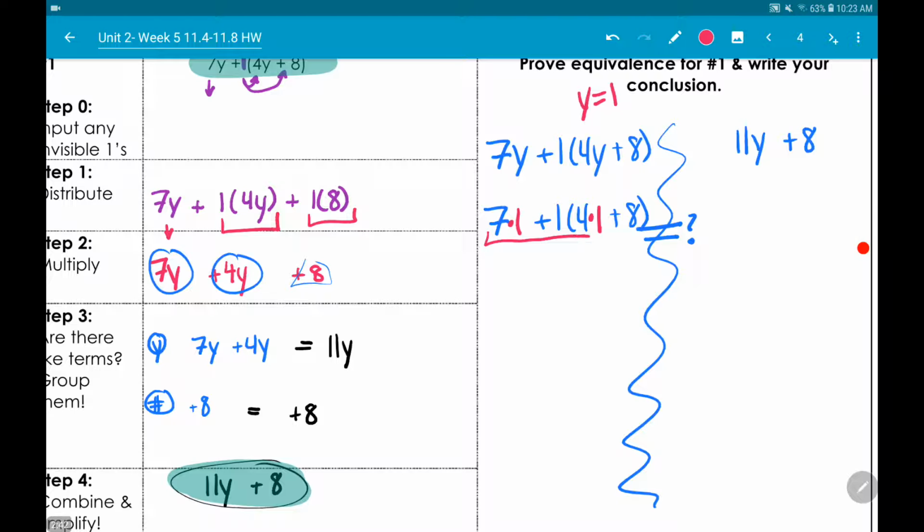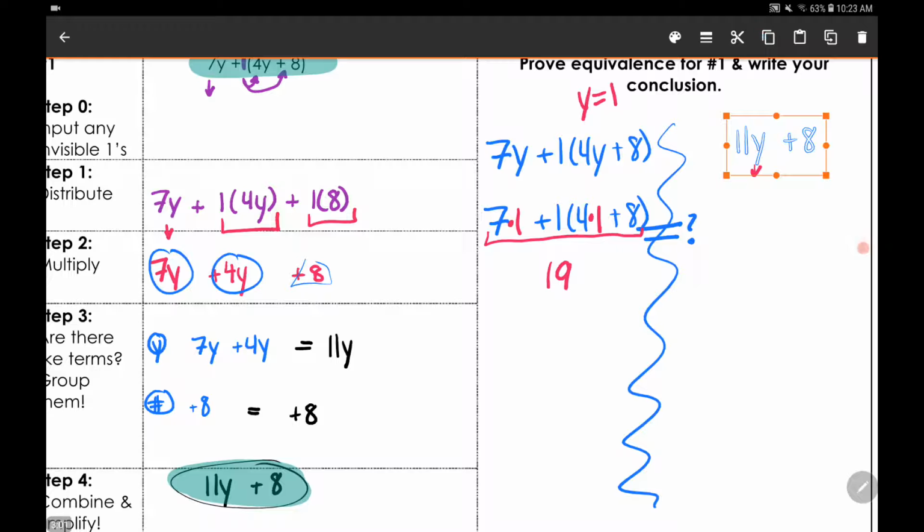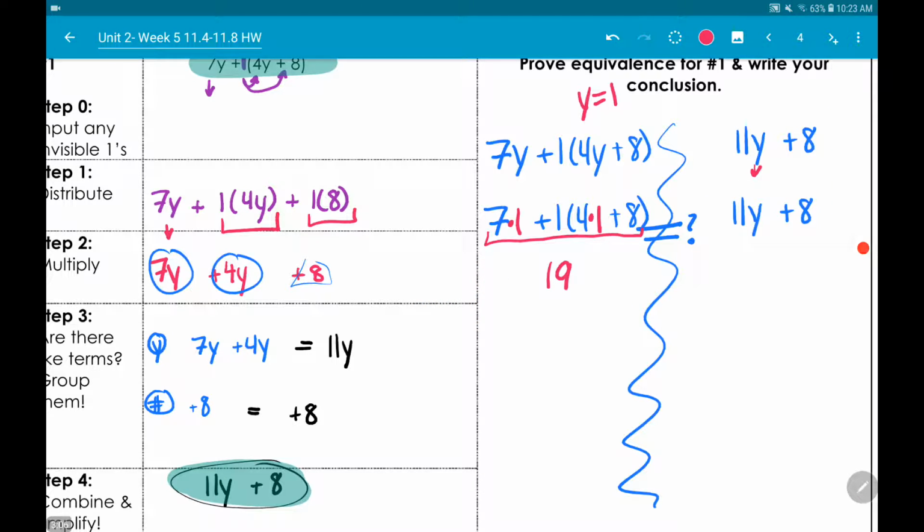Okay, now I'm going to just go ahead and type this right in. 7 times 1 plus 1 parenthesis, 4 times 1 plus 8. That gets me 19. I'm going to do the same thing on this side. And instead of y, I'm going to make it multiplied by 1. I'm going to plug this in, and I also get 19.